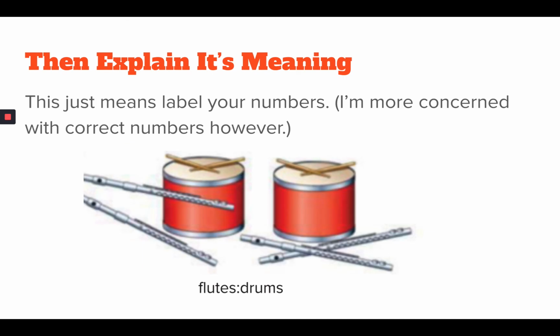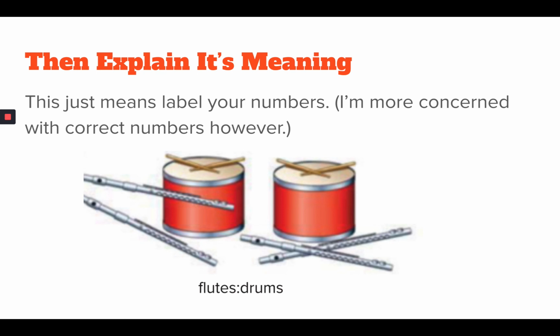In the book, like even on question 1, there's a statement where it said, then explain its meaning. And this should not have a comma or apostrophe, I should say. Oops, typo. But if it says, then explain its meaning as a question, this just means label your numbers. Honestly, I'm more concerned that you get correct numbers than I am that you have correct labels. But what they're asking you to do on this assignment is to label your numbers.